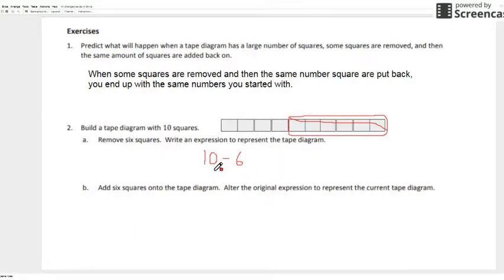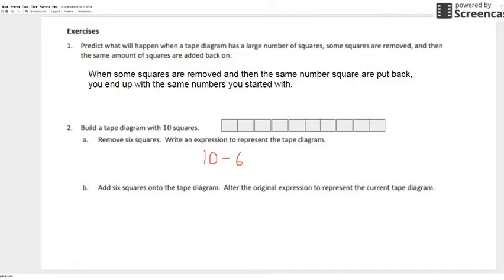We go down to B now. B says add 6 squares into the tape diagram after the original expression, to alter the original expression to represent the new tape diagram. So what they're saying is now instead of taking these away, we're going to put these six boxes or squares back in. That's why I told you not to use a pen, because we're going to erase this. We're going to bring these back.